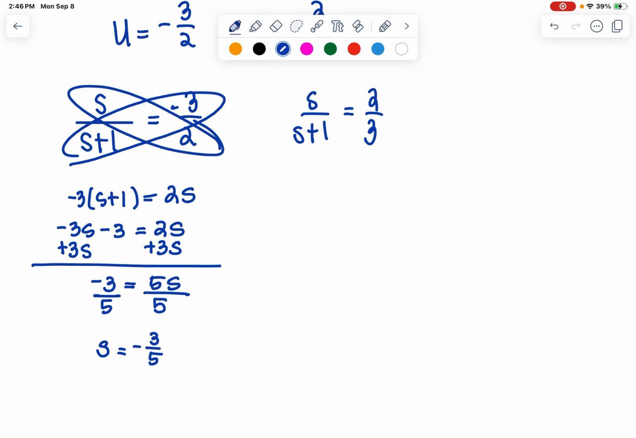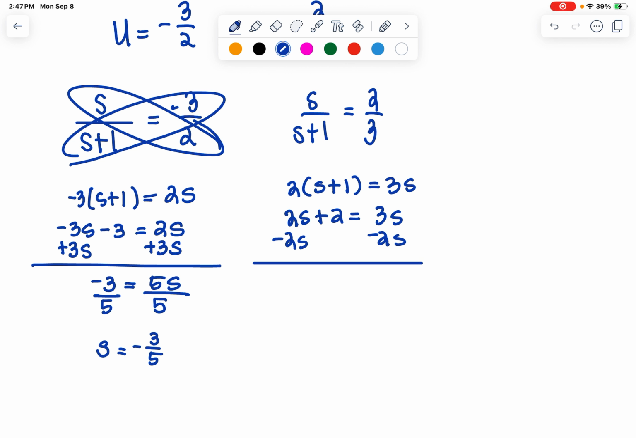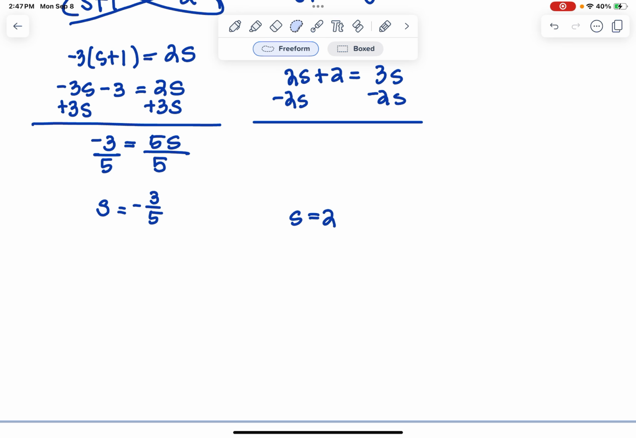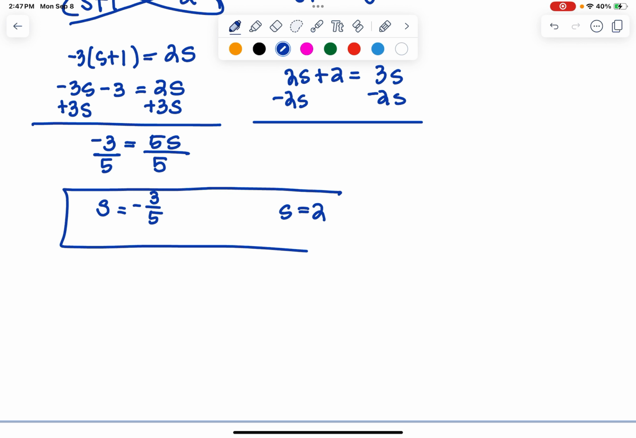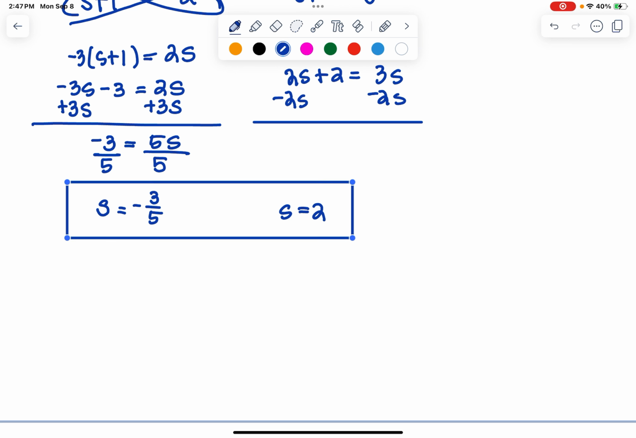So cross multiply. I got 2 times s plus 1 is equal to 3s. 2s plus 2 is equal to 3s. Subtract 2s from both sides, and I have s is 1. No, sorry, s is 2. 1s is 2, so s is 2. So there's your two solutions. S is 2, and s is negative 3/5. I hope to never work with an s again. I don't like it.